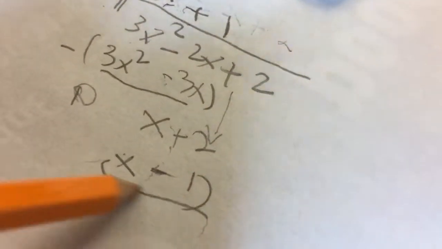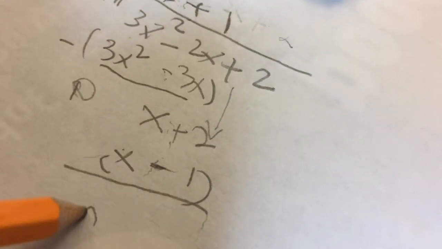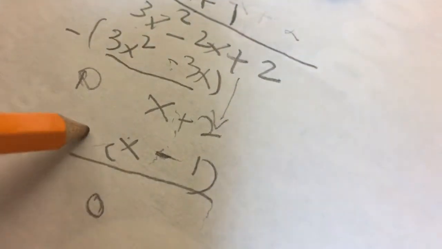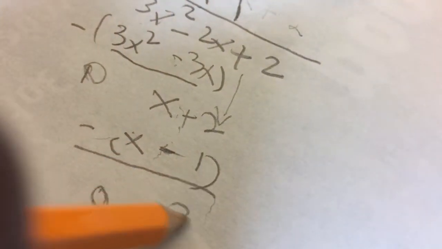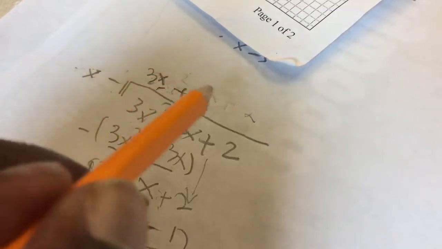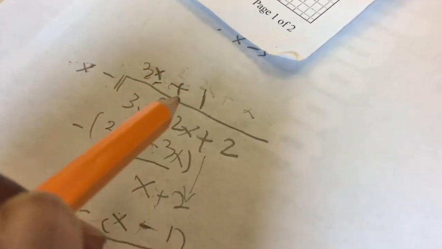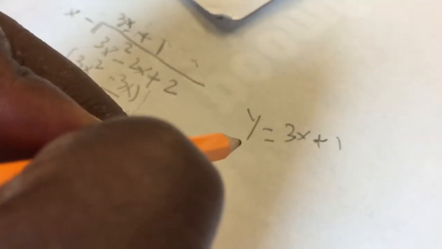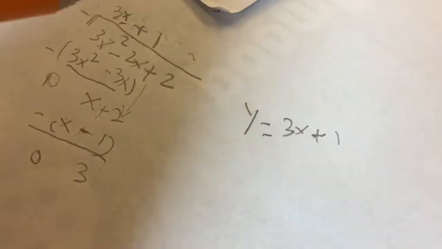And then you do this. Then I subtract. X minus x, 0. 2 minus negative 1 is 3. Yeah, 3, that's your remainder, right? Now, this piece that we have here, that will be your slant asymptote. So we're going to call it y equals 3x plus 1 is the slant, or the oblique, asymptote.